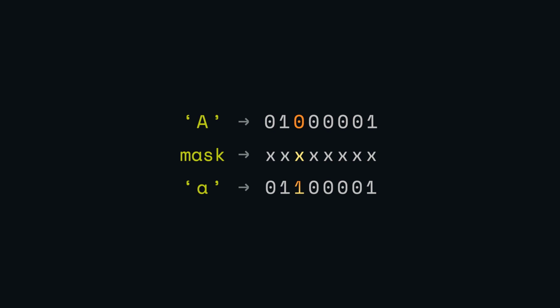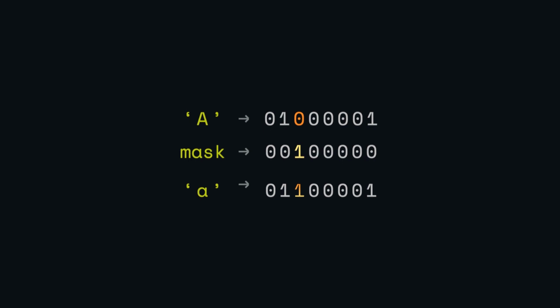And we need the other mask bits to not change the incoming bits. We know that ORing with a 1 will give us a 1, so let's have a 1 here. And ORing with a 0 will preserve the input, so we'll have zeros in other places. And this makes up our mask for lower casing.